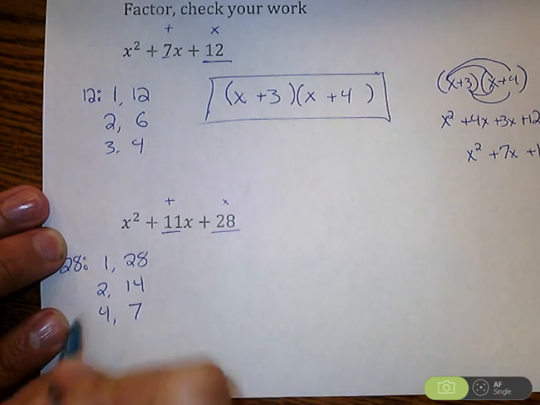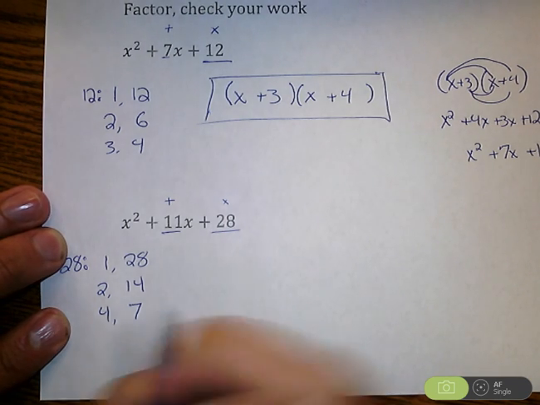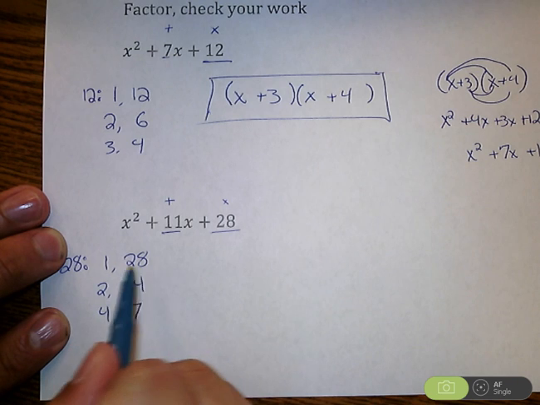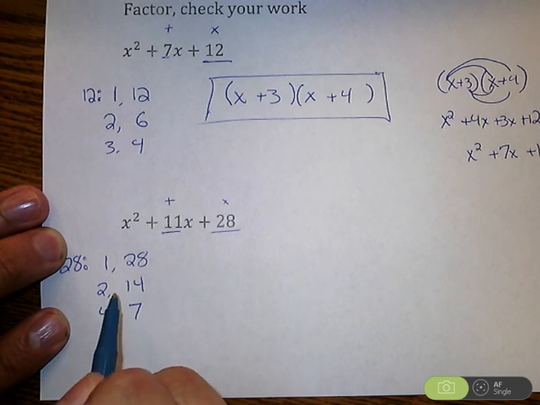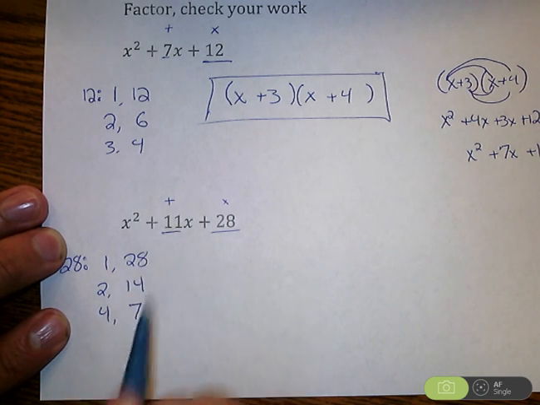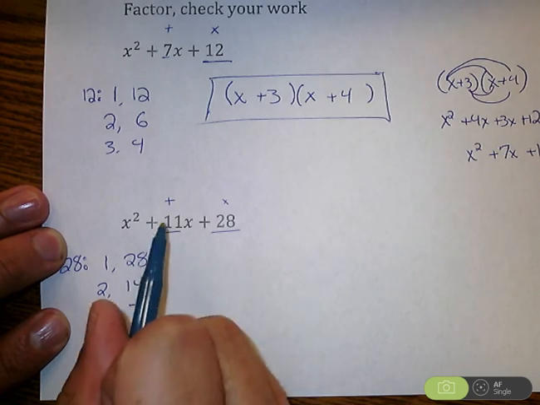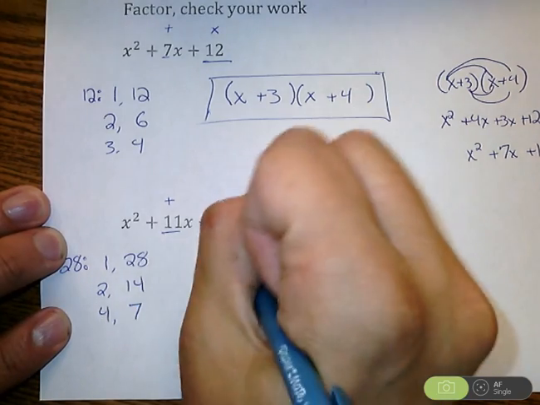5, not going to work. 6, not going to work. So there's all my pairs. So I want to see which of these pairs is going to add to 11. So 1 and 28, that'll give me 29. No. 2 and 14 gives me 16. No. Oh, 4 and 7, that adds to 11. So we think it's 4 and 7.